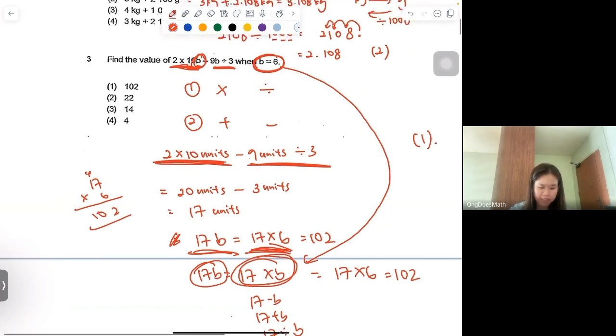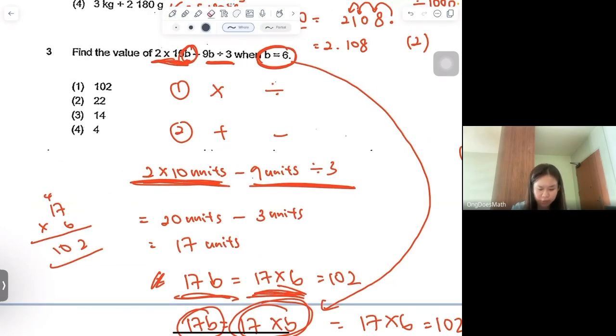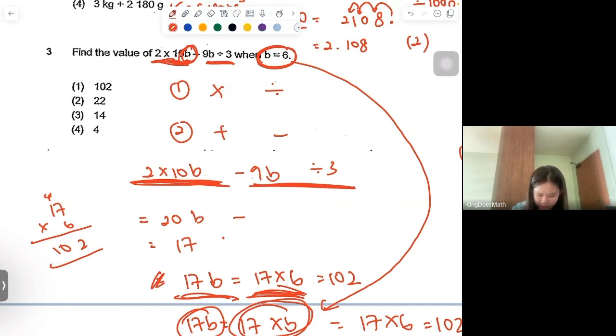Of course, if you are very good with algebra, you don't need to replace b with units. So basically, all these units can just be b. You can just put it as b. There's no need for you to replace it with units. So it just be b, b, b. So end up, you'll still get 17b.